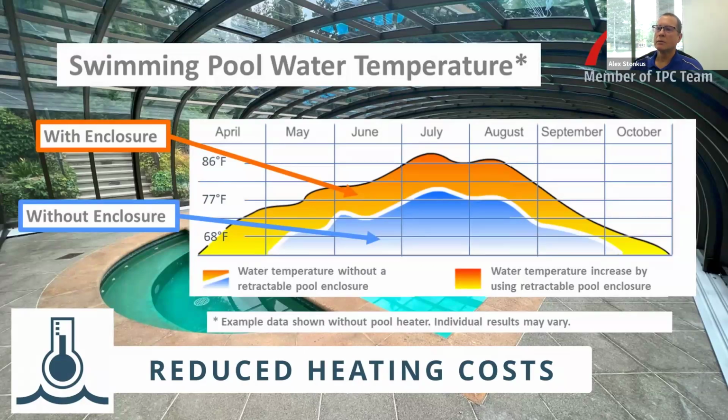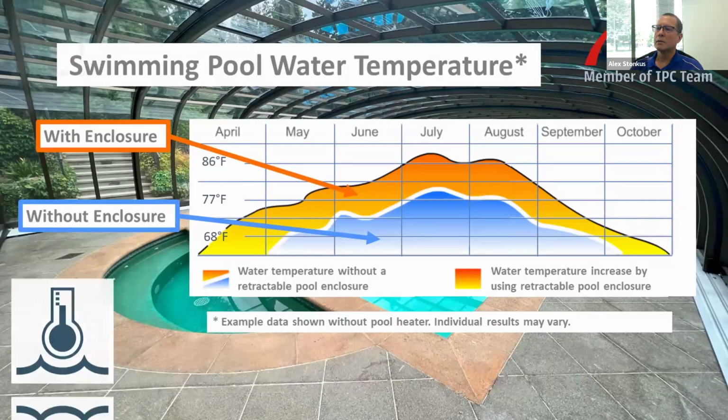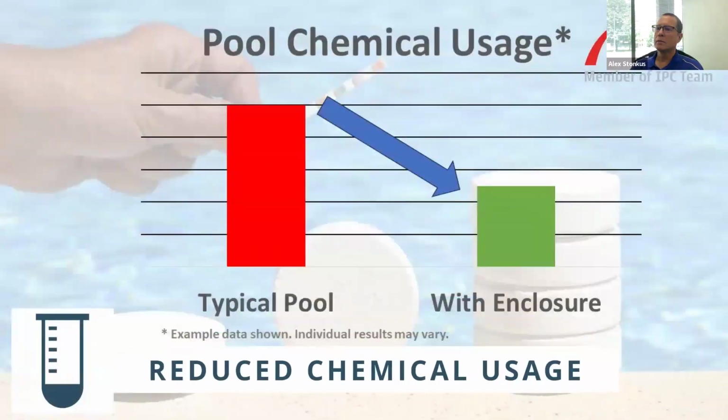Plus, the enclosure helps reduce the disparity between the pool water and outside air temperature, which results in decreased evaporation. Evaporation is the largest driver of heat loss in pools. Speaking of cost savings, an enclosure will significantly reduce the amount of chemicals needed to properly balance your water.